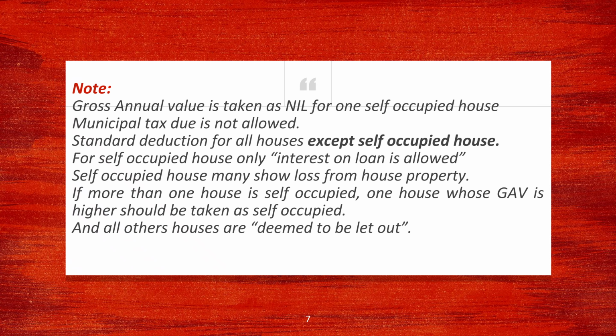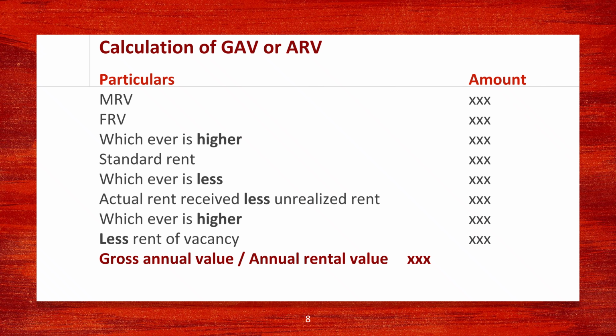If more than one house is self-occupied, one house whose gross annual value is higher is taken as self-occupied, and all the other houses are deemed to be let out. The calculation of GAV or annual rental value: MRV or FRV, which is higher, standard rent is compared, which is less, actual rent is compared after deducting unrealized rent, which is higher, and from that, vacancy is deducted. This gives the gross annual value or the annual rental value.